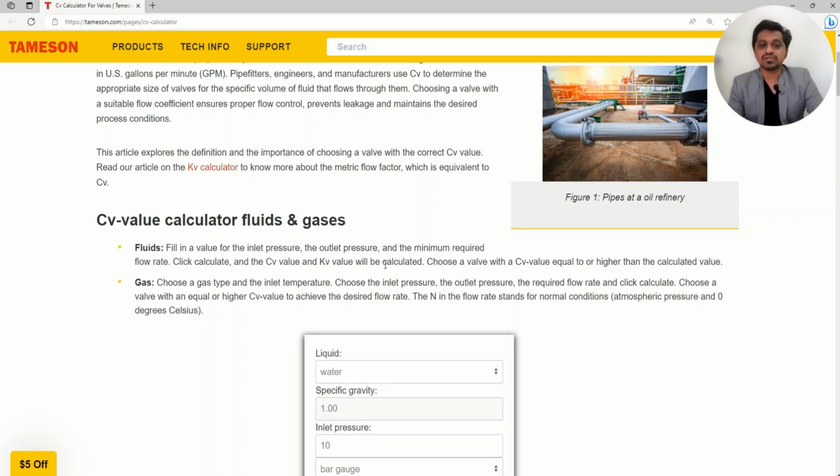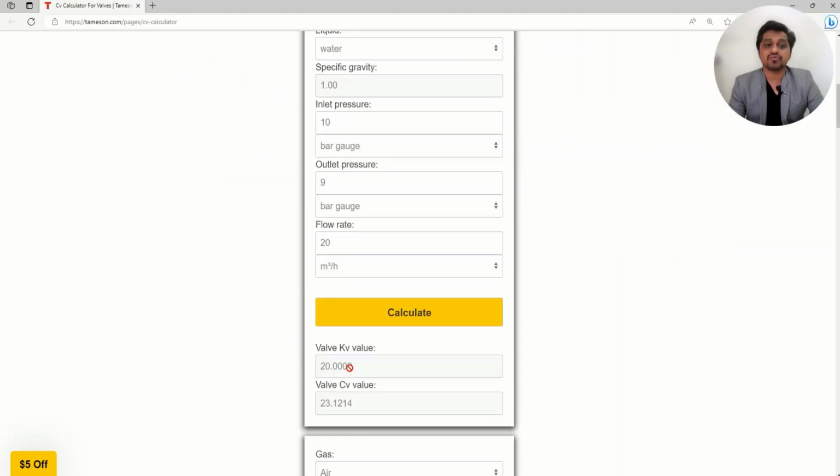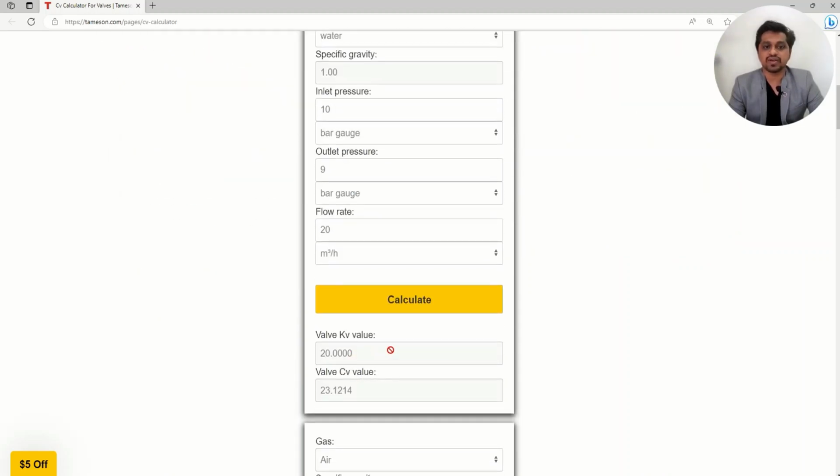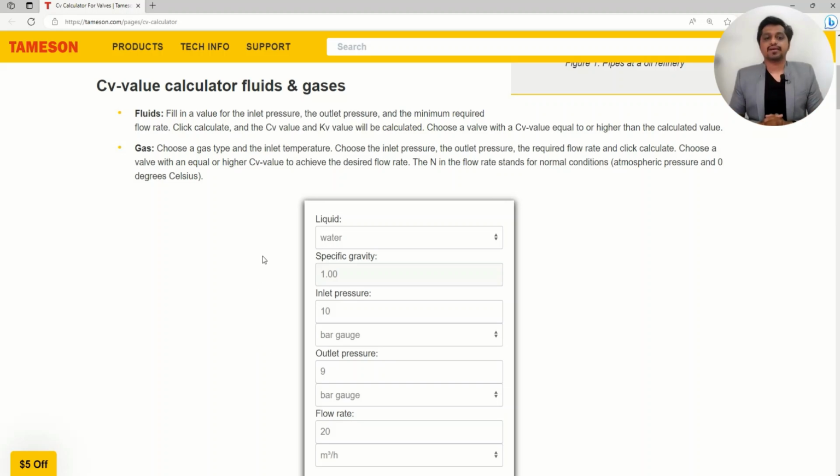So this is how the CV value is important, and we can calculate the CV value. It is different for different gases and different fluids, and it is different for a liquid and a gas also, right? You can see the KV and CV values. You will get both values in a single calculator. So this is all about the flow coefficient of the solenoid valve, the CV value, and its importance.